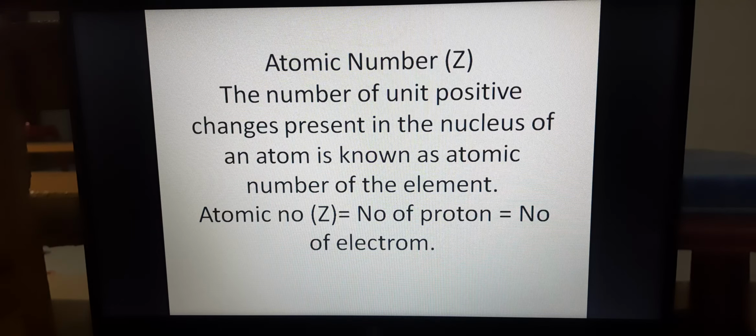Next, come to the atomic number. Atomic number is Z. The number of unit positive charge present in the nucleus of an atom is known as the atomic number of the element. Atomic number Z is the number of protons or the number of electrons. For example, the atomic number of carbon is 6, that is, carbon possesses 6 protons and 6 electrons. About these things in the next video I will explain on the board.